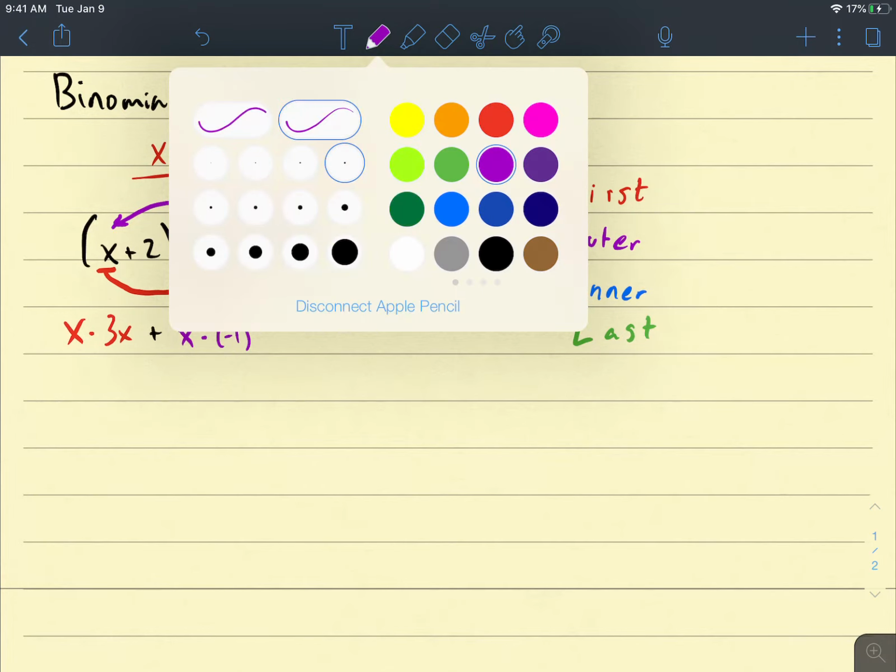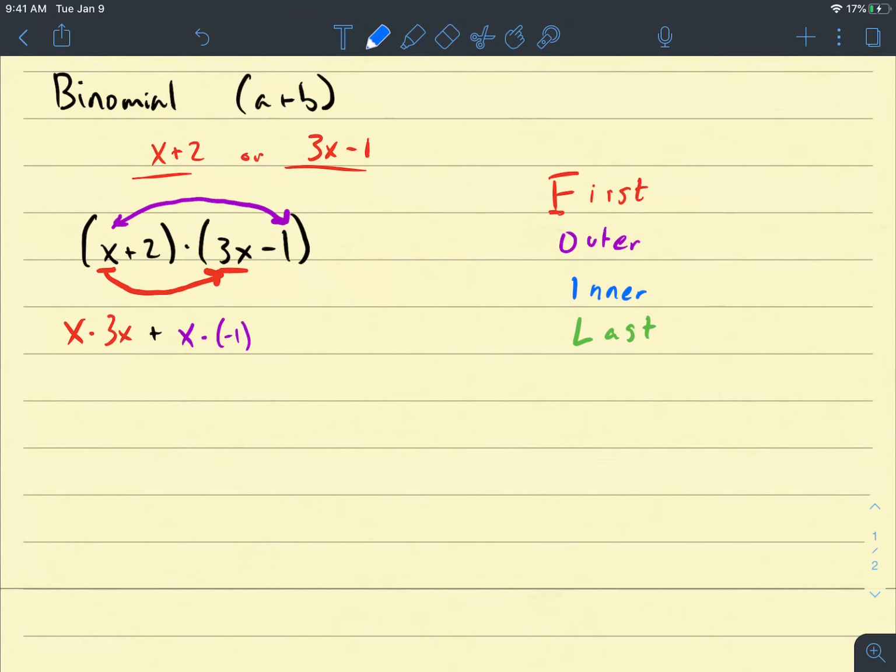Next, we're going to do the inners. And our inners are these right here. 2 times 3. Remember, we got to separate our answers with a plus sign. 2 times 3x is going to be 2 times 3x.